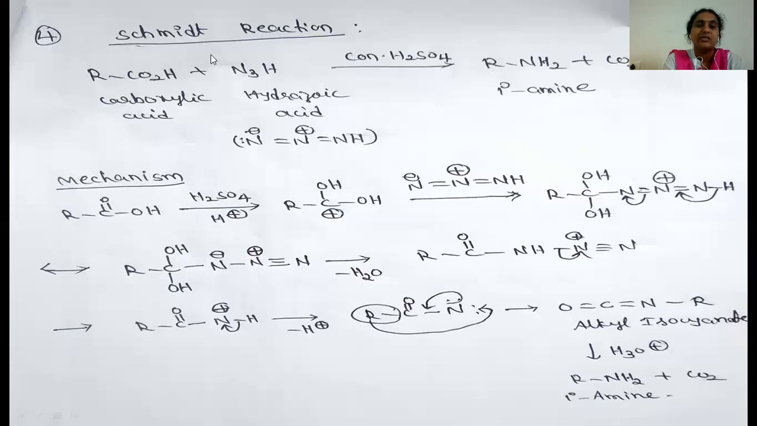In this Schmidt reaction, the starting reactants are carboxylic acid, which reacts with hydrazoic acid in the presence of concentrated H2SO4, which produces the primary amine. And coming to the mechanism, carboxylic acid, when it reacts with the acid, here oxygen having the lone pair of electrons takes its H plus, and simultaneously the pi bonding electrons shift towards the oxygen, so carbon will get the plus charge.